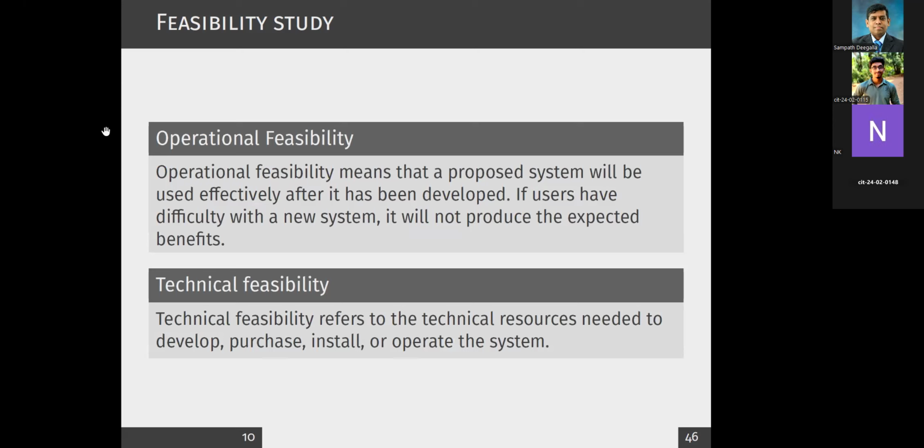Okay, the details. Operational feasibility means the proposed system will be used effectively after it has been developed. If users have difficulty with the new system, it will not produce the expected benefits. So that's what we talk about as operational feasibility. Technical feasibility means the technical resources needed to develop, purchase, install, and operate the system.